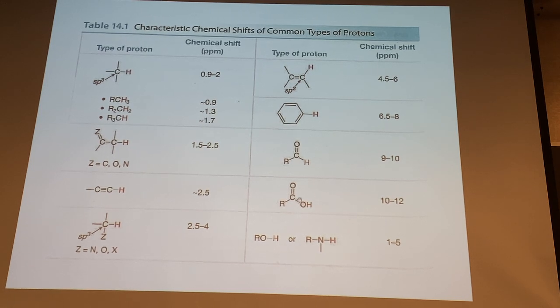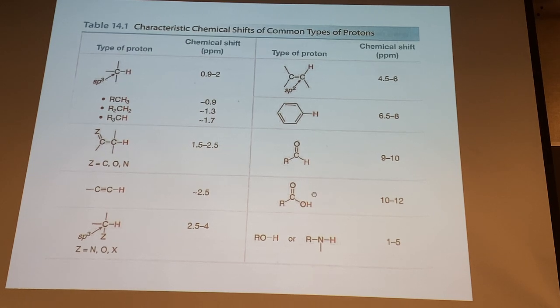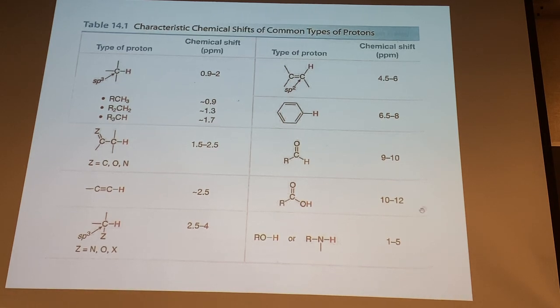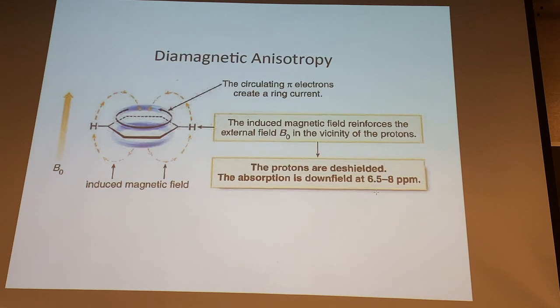Aldehydes around 9. Alcohols and carboxylic acids, these are in hydrogen bond exchange, and that'll affect their shift. They can be variable depending on the concentration, because that determines how much hydrogen bonding exchange there is. And this is a weak acid, so that's exchanging that fast too, but these will have different shifts there. Let's see, yeah, here's diamagnetic anisotropy, we're looking at that.